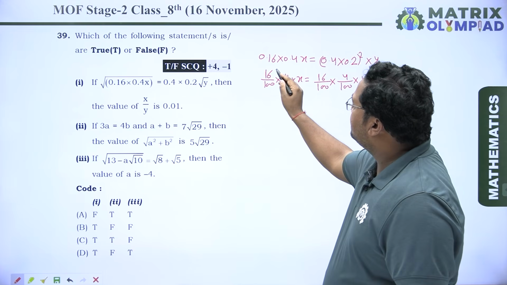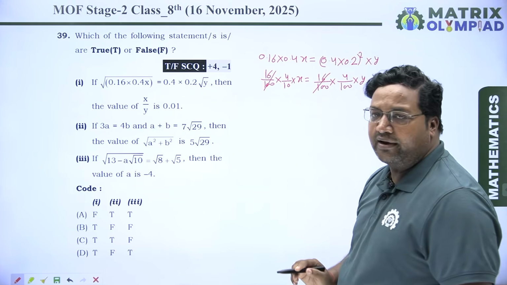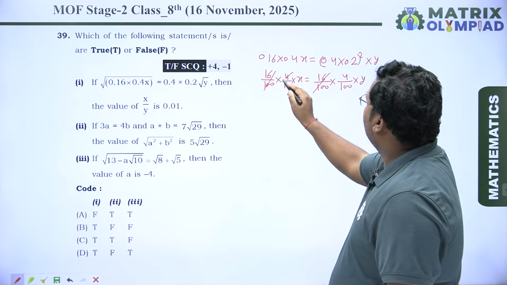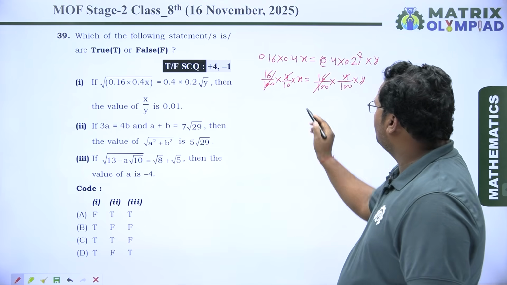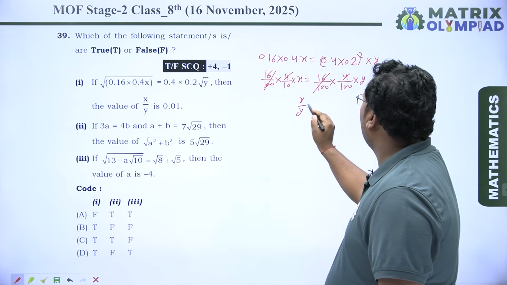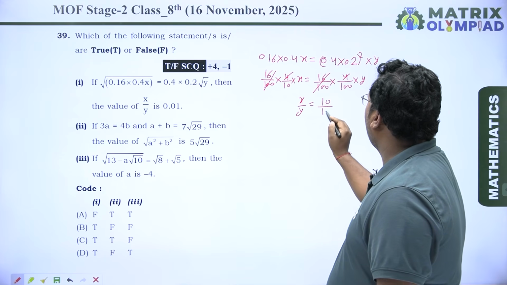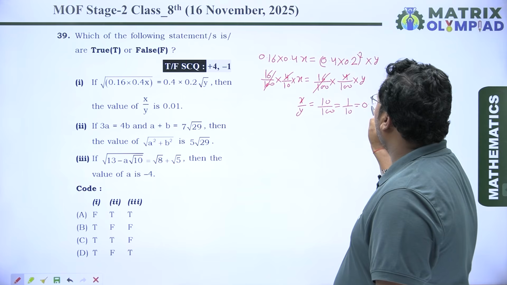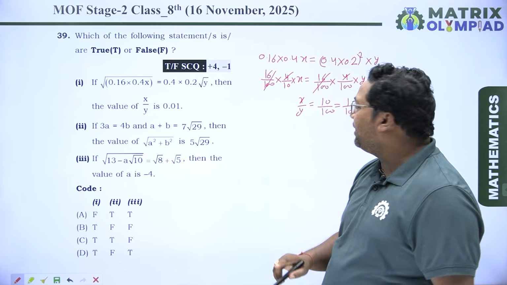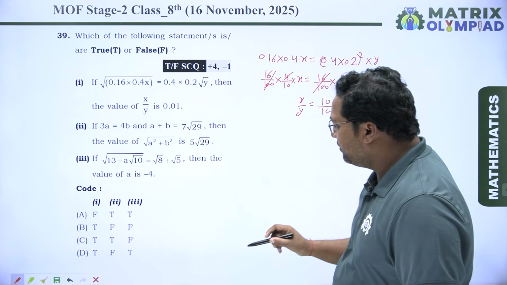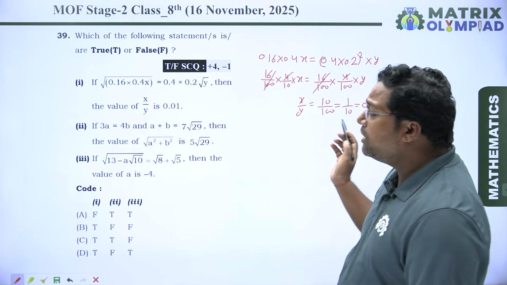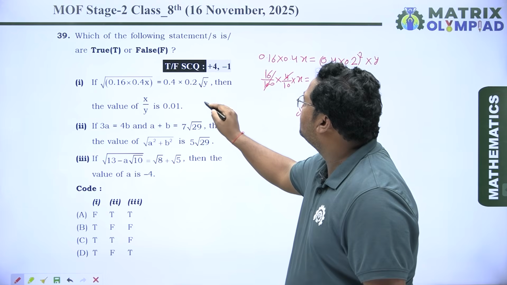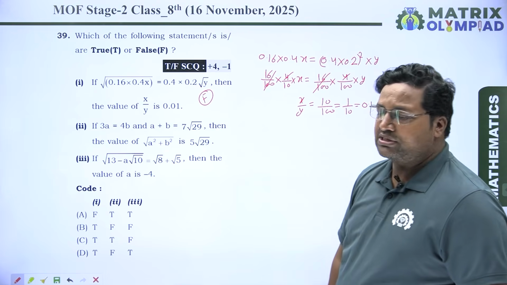Here you can see 16 by 100 and 16 by 100 cancel out. This 4 and this 4 cancel out. So x upon y equal to 10 upon 100, which is equal to 1 by 10 equal to 0.1. It means x upon y is 0.1, which is a false statement. So this statement is false.